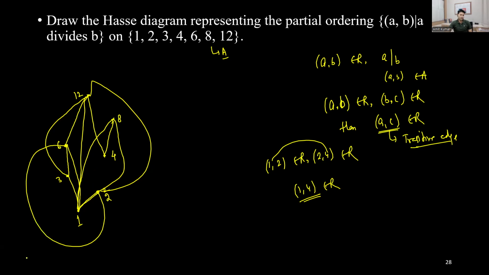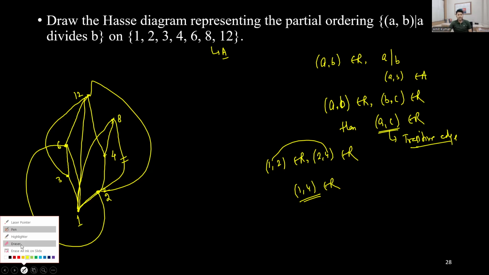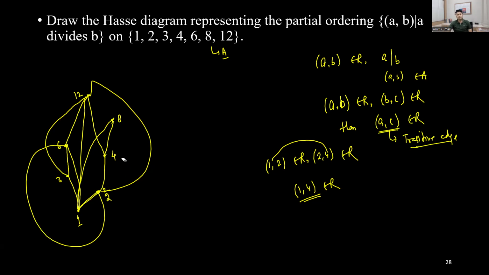Let me draw it. It should be there. So I removed what? (1, 4), which is the transitive one. Now you can see this is also transitive because 2 to 4, 4 to 8, so (2, 8). So (2, 8) should also be removed from this graph. Remove (2, 8) also.